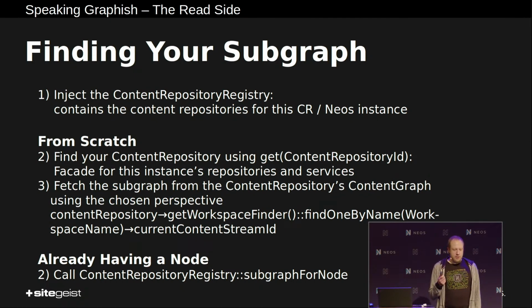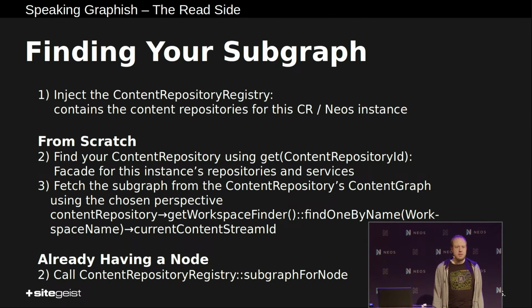Then you get that content repository, which is kind of a facade around all these services and repositories that you use in your code. Then you can fetch the content repository's content graph, which is the whole thing with all the nodes and edges. And from that, you can get the subgraph that you want to look at. And there you also have to define your perspective. So content stream ID, which you can get from the workspace finder's workspace, and then the workspace's current content stream ID. You have to define your dimension space point that you want to look at, and the visibility constraints.